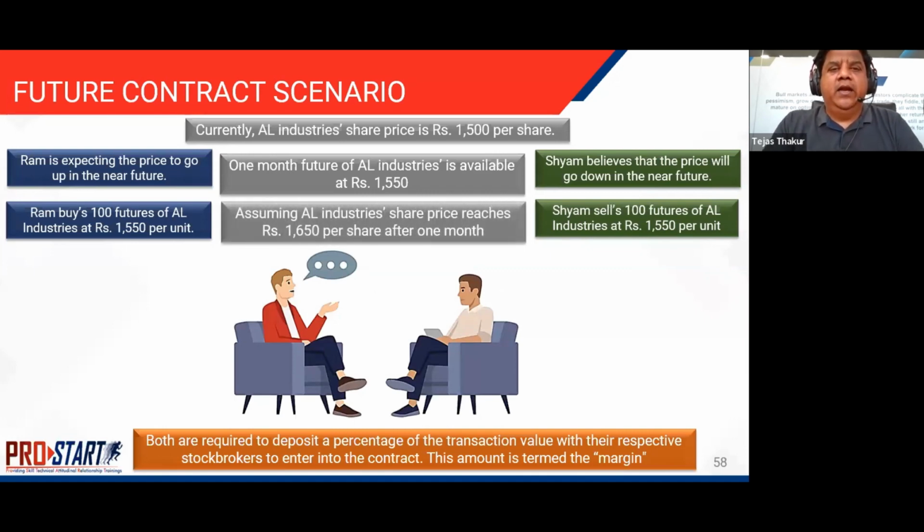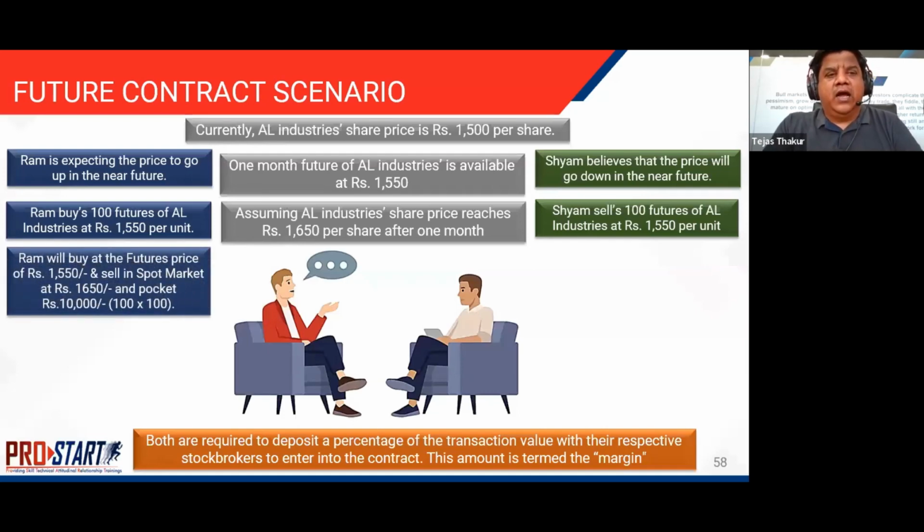Assuming that the AL Industries share price reaches 1,650 per share after 1 month. Now what will happen? What will Ram do? Ram will buy at the futures price of 1,550 because he's already entered into a contract. He can buy it, and parallelly he can sell it in the spot market for 1,650. So what is his gain? His gain is 100 rupees multiplied by 100 units, which is 10,000 rupees.